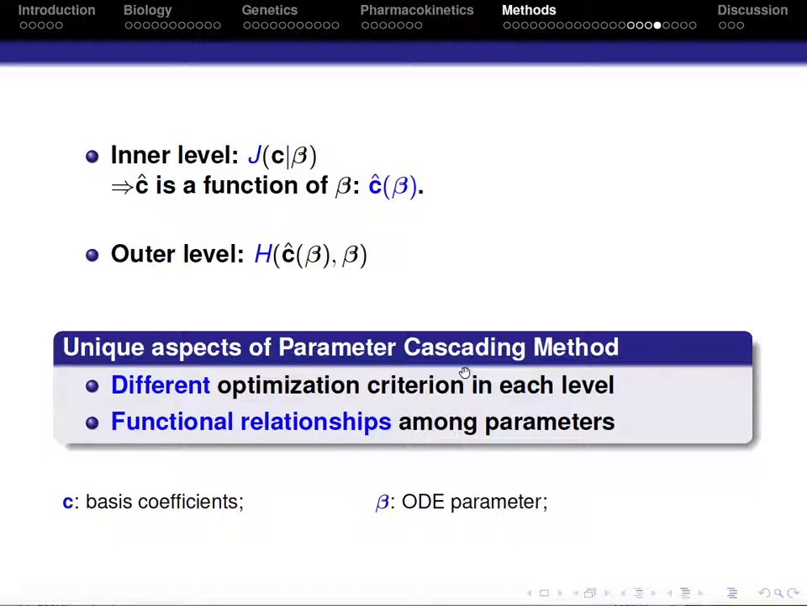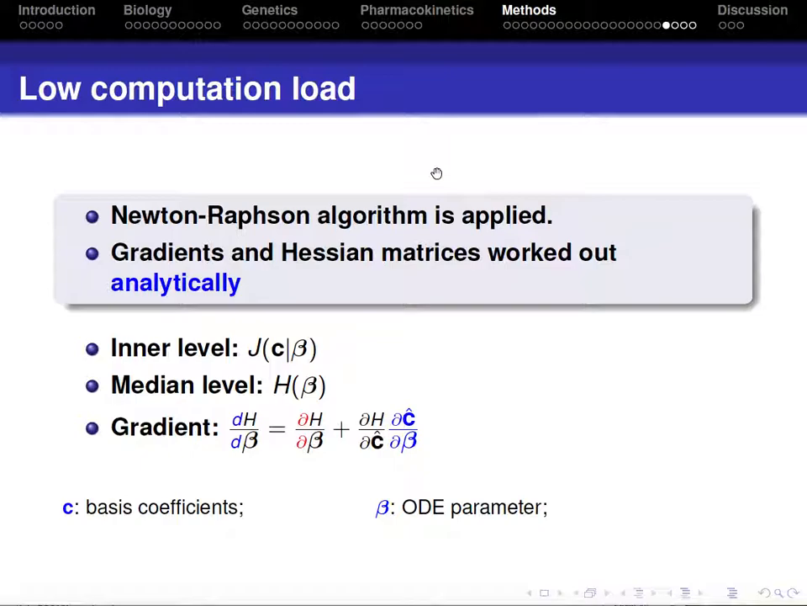Here this shows you two unique aspects of the parameter cascading method. First, we allow different optimization criteria at different levels. Secondly, we allow functional relationships among these parameters. Here we consider C hat as an implicit function of beta. So what's the benefit of doing this?